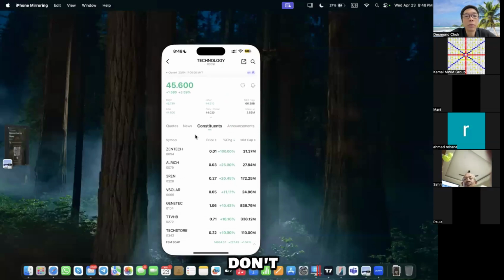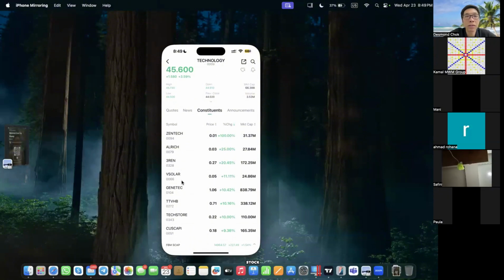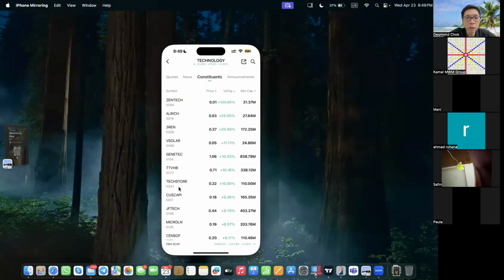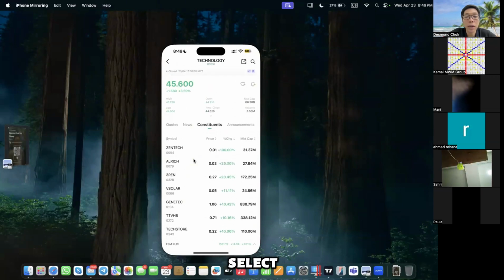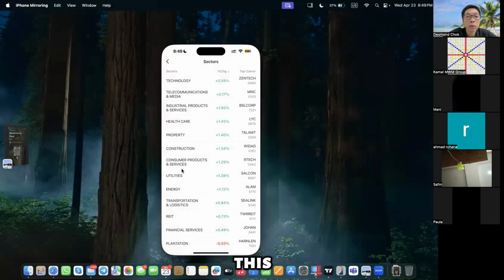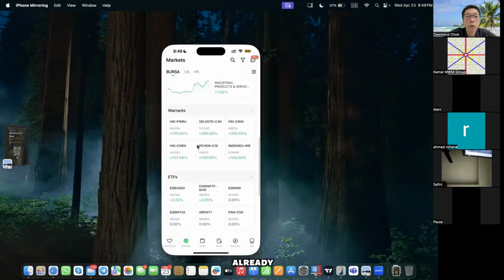Of course, don't just simply buy because people say technology is booming. You have to check. Not all technology stocks are performing, so you have to select carefully. You have to see all the technicals there. Healthcare, this one. Okay, sectors. This one I just now talked about already, the warrant. If you click, then you can see all the warrants.